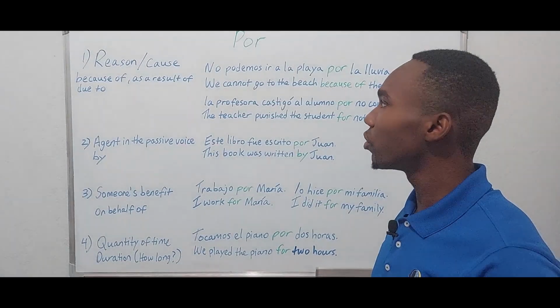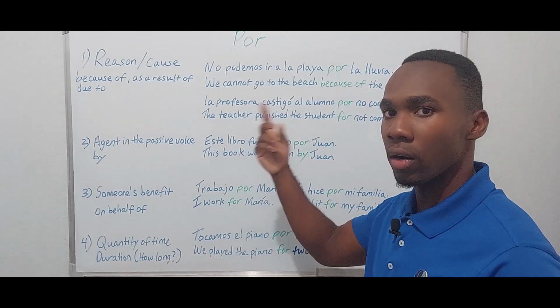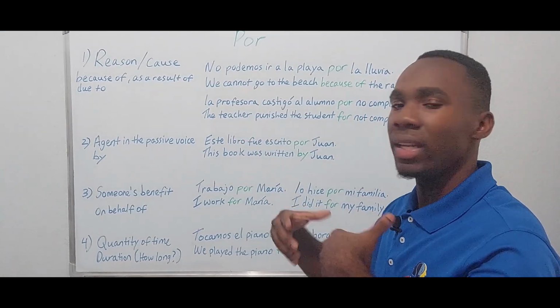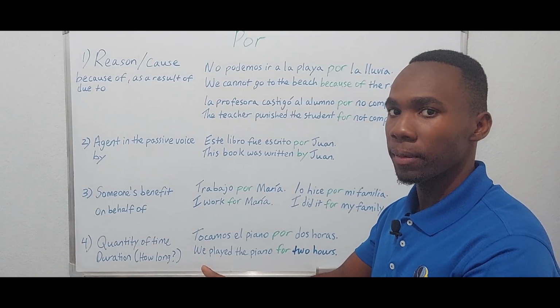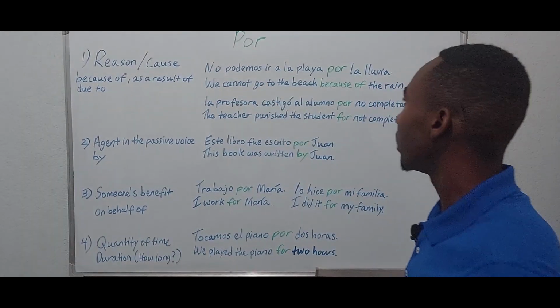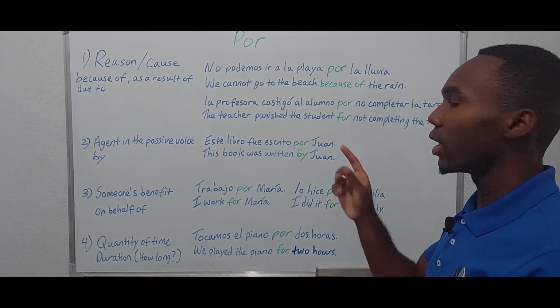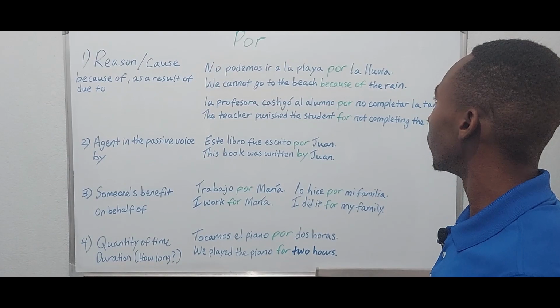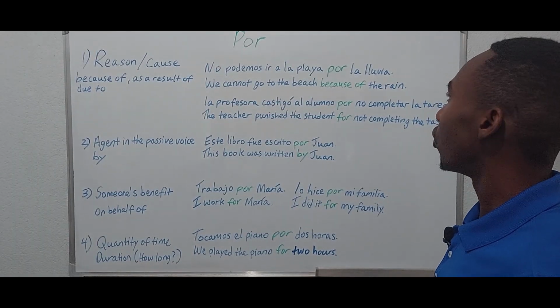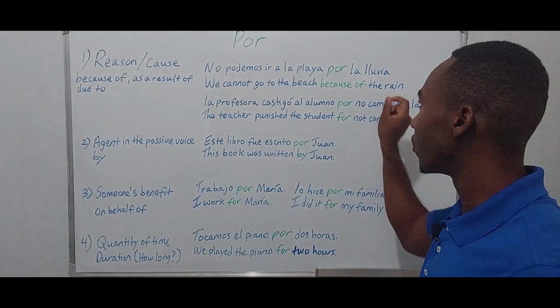So the first use of por is going to be to give a reason or a cause. So why did something happen? Okay? Or why something happens. So, no podemos ir a la playa por la lluvia. Right? So we cannot go to the beach because of the rain. So why can't we go to the beach? Por la lluvia, because of the rain.